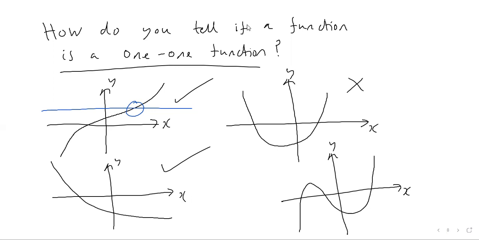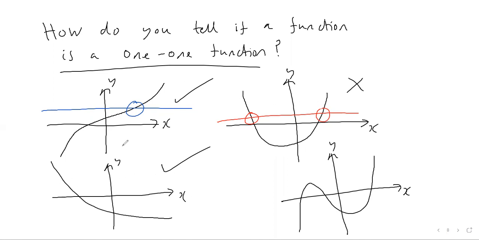Now with this one here, the first one definitely is, because every horizontal line we draw, we get one point of intersection. Now with this one, this is not. We've got more than one point of intersection when we draw the horizontal line. This is not a one-to-one function. It's still a function, and we'll see in a minute why. This is actually called a many-to-one, but we'll come on to that in a minute.